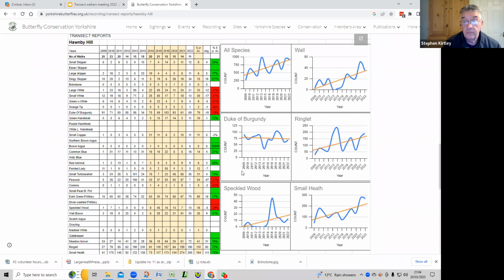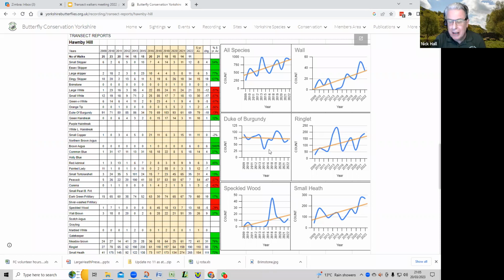We touched a little bit on urban sites and how they complement all these wonderful nature reserves that we keep mentioning, because a lot of butterfly sites are very small, very special, but they're not representative of the whole of Yorkshire. And when we add urban sites into the mix, I think we get a much more representative picture.